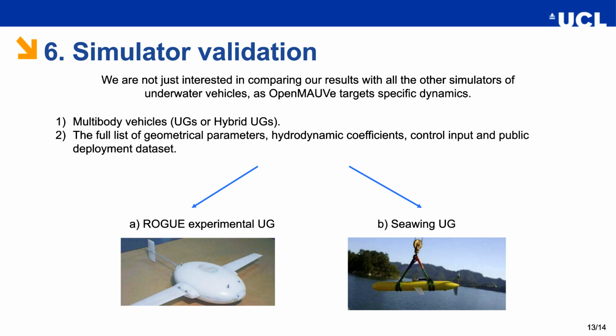This led us to shortlist for the validation stage 2 underwater gliders, which are the ones illustrated here. On the left hand side you can see the Rogue experimental underwater glider, which is a small underwater glider for pool testing. On the right hand side we have the Sea Wing underwater glider, which is on the other hand a full-fledged vehicle which was deployed in several missions for data collection purposes.